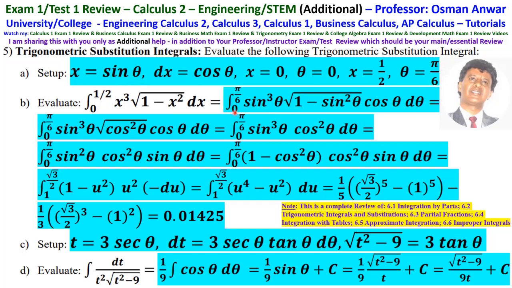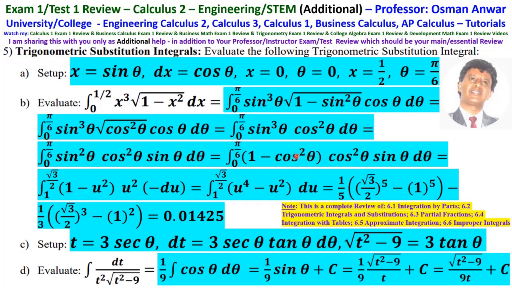Then this is integrated from 0 to pi over 6, sine cubed theta square root of 1 minus sine squared theta cosine theta d theta. Then this is sine cubed theta square root of cosine squared theta cosine theta d theta. Then this is sine cubed theta cosine squared theta d theta. Then we're going to split sine cubed theta into sine squared theta times sine theta. Then sine squared theta is 1 minus cosine squared theta.